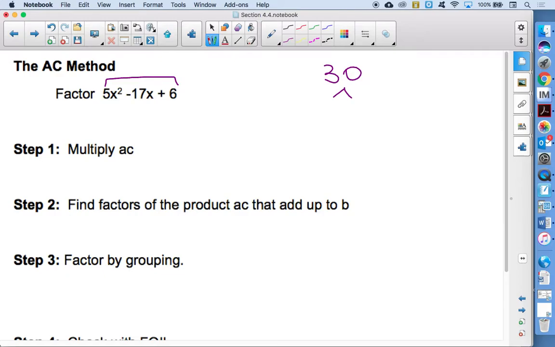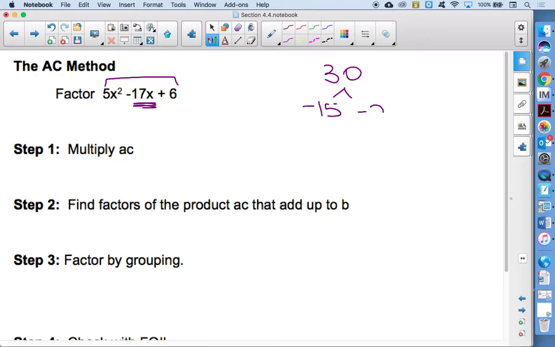So the second step, find the factors of the product of AC. Well, we want to know what numbers make 30 that add up to be the middle number. That part isn't changing either. That's pretty much what we focused on last week. So if we have 30, Cooper, what 2 numbers multiply to be 30 but add to be 17?